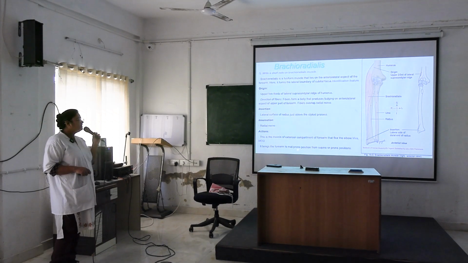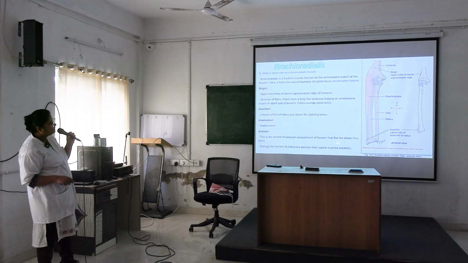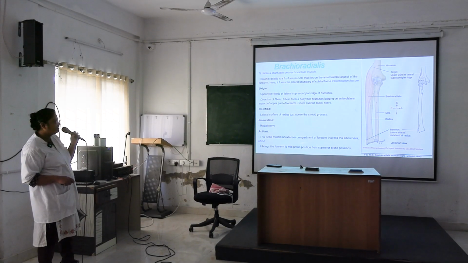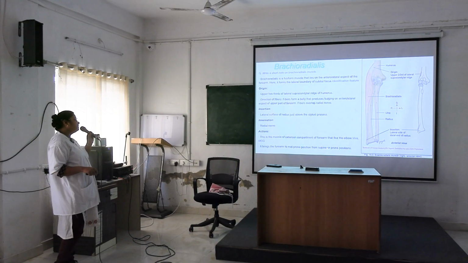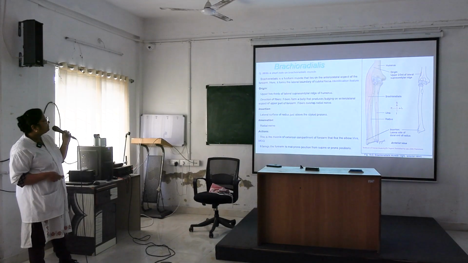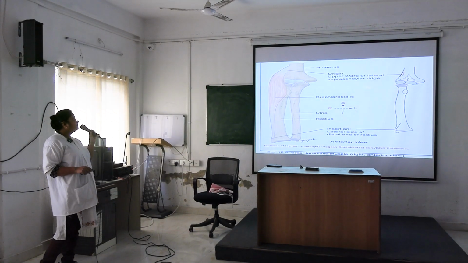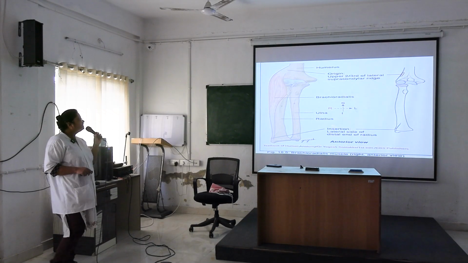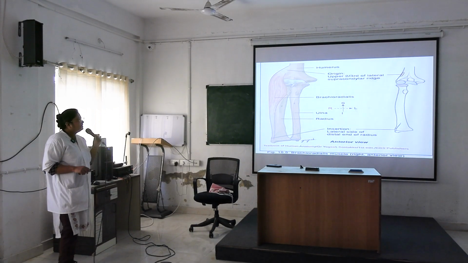Innervation is radial nerve. Action: it is the muscle of extensor compartment of forearm that flexes the elbow joint also. It brings the forearm to mid-prone position from supine or prone position. Okay, so this is the function. Brachioradialis, origin from upper 2/3 of lateral supracondylar ridge, insertion into lateral side of the distal end of radius.